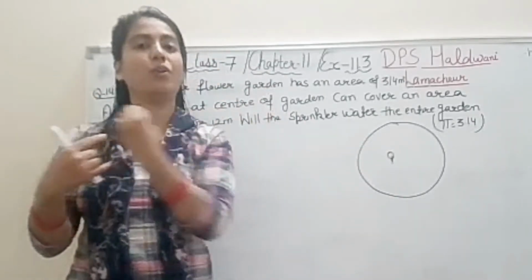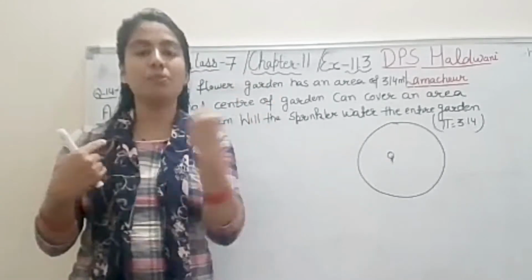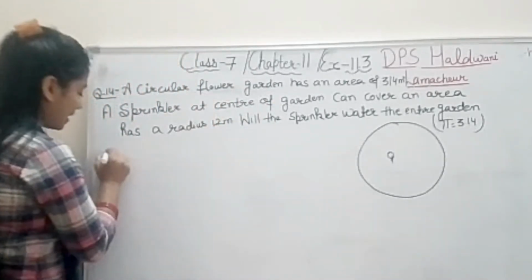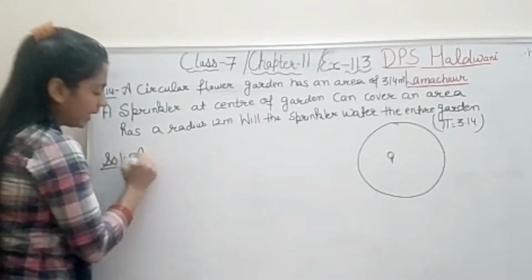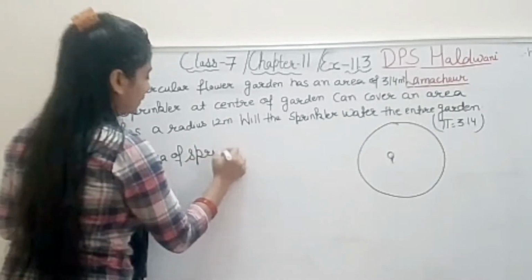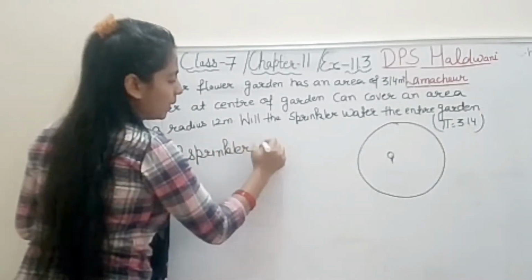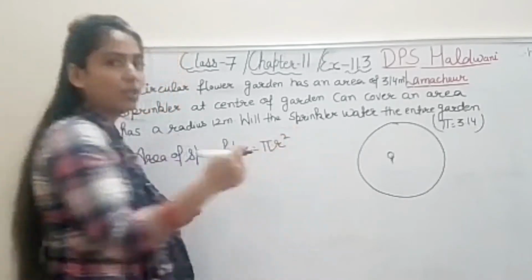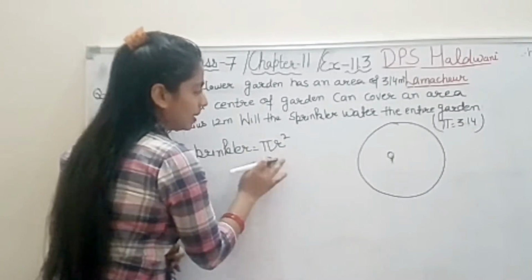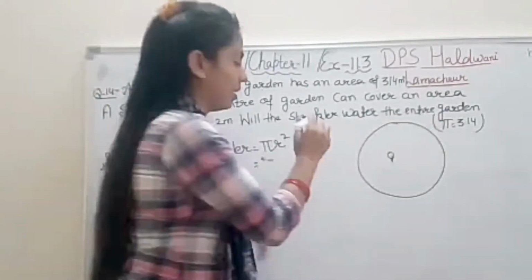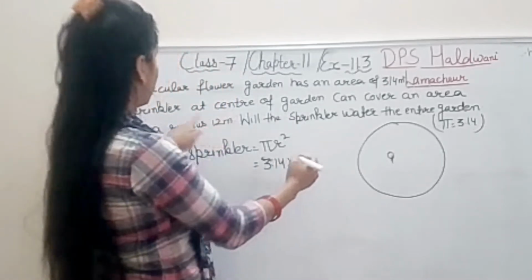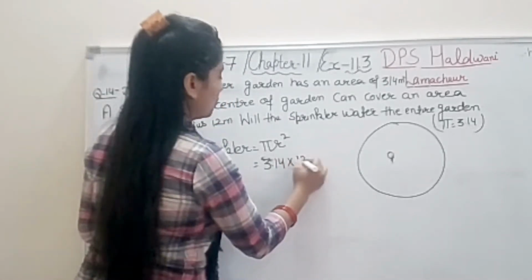The sprinkler is revolving in a circular motion, so circular motion means area of circle. Right, student? So let's start the solution. The area of the sprinkler is equal to pi r square. Why? Because it is in circular motion, so the area of a circle is pi r square. Pi is given to you as 3.14. So 3.14 into r, the radius given to you is 12 meters.